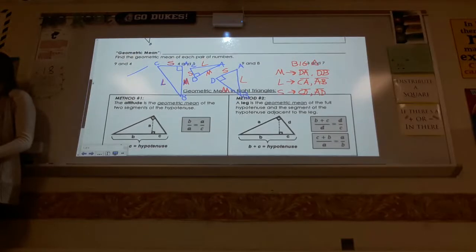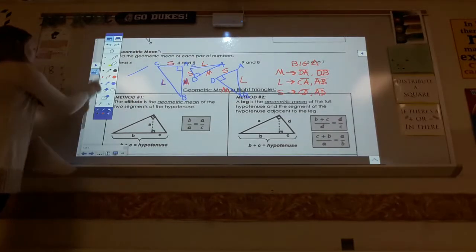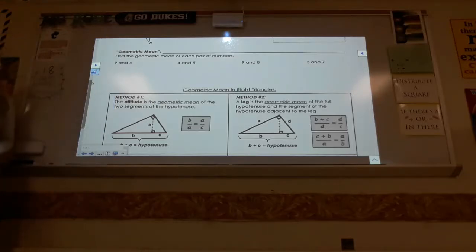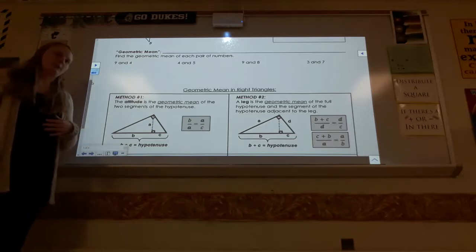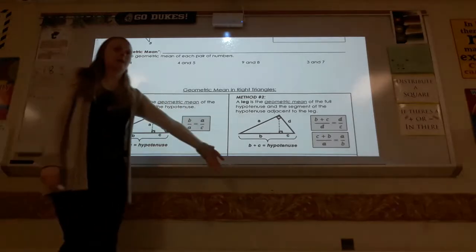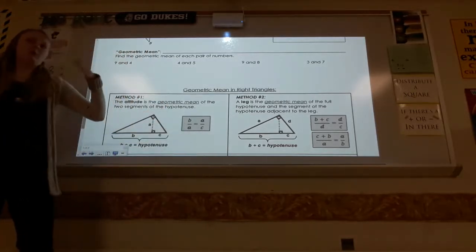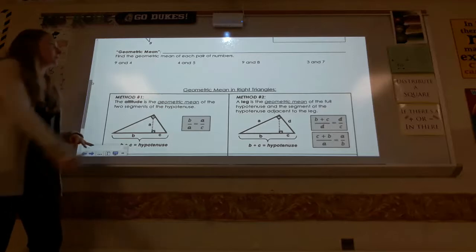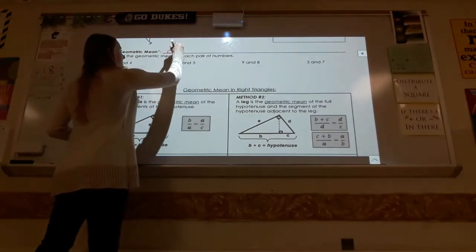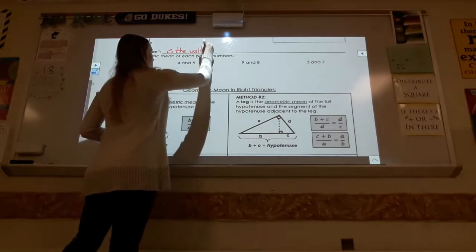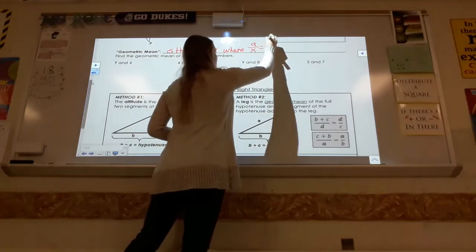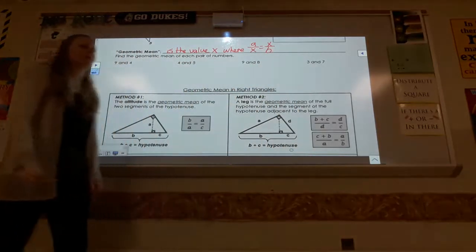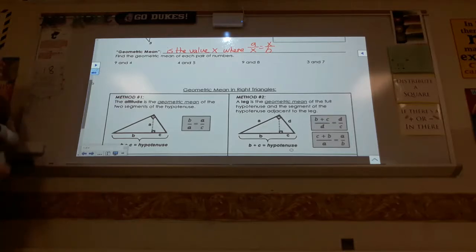Alright. Before we go on to those two special rules for solving, I want to introduce a new vocabulary word. It's called geometric mean. And when you guys have heard of mean before, it usually means average, right? Like add them together, divide by 2. That's what the algebraic mean is in algebra. When we're talking about the geometric mean, it's something different. Okay? So the geometric mean is the value x, where a over x equals x over b. It's a really abstract definition, but I'll talk about it in a second. So the geometric mean is the value x, where a over x equals x over b.